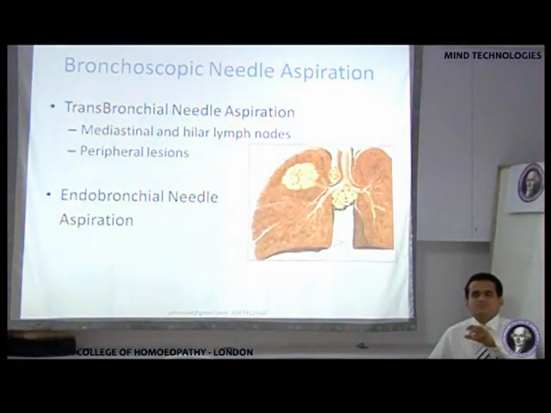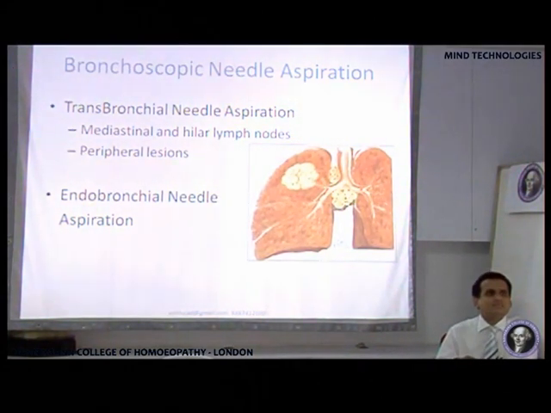Now often we will see that you do a CT scan and then somebody says there are lymph nodes in the chest, there are lymph nodes in the mediastinum. Again, the common diagnosis which is made is this must be TB.